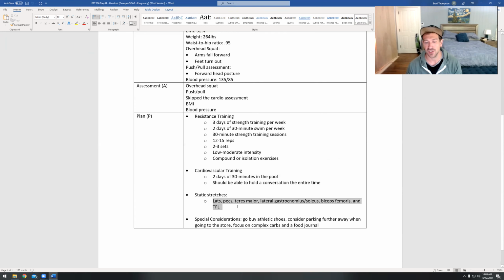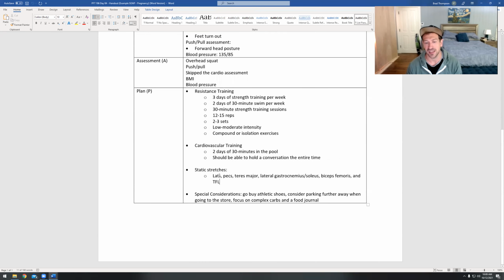For her static stretches, you can see we're focusing primarily on the lats, the pecs, the teres major, and then the calves, right? So we're focused on that feet turn out stuff, and we're focused on that arm fall forward, forward head posture problems.